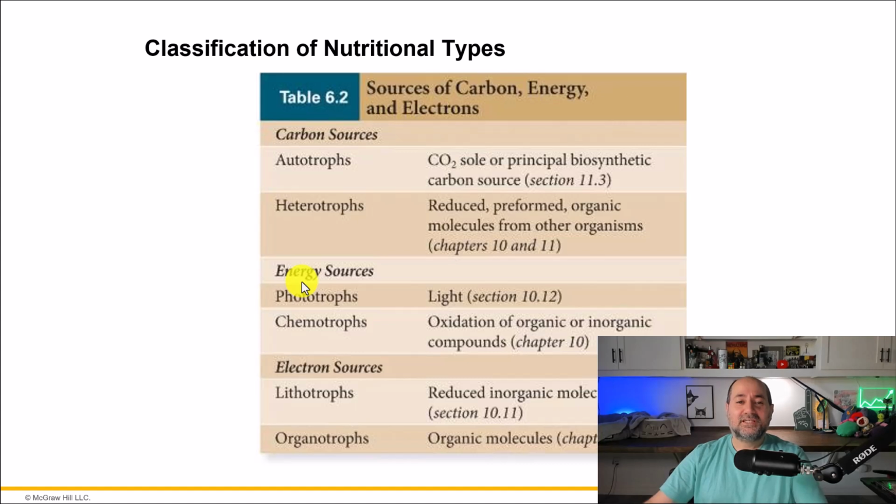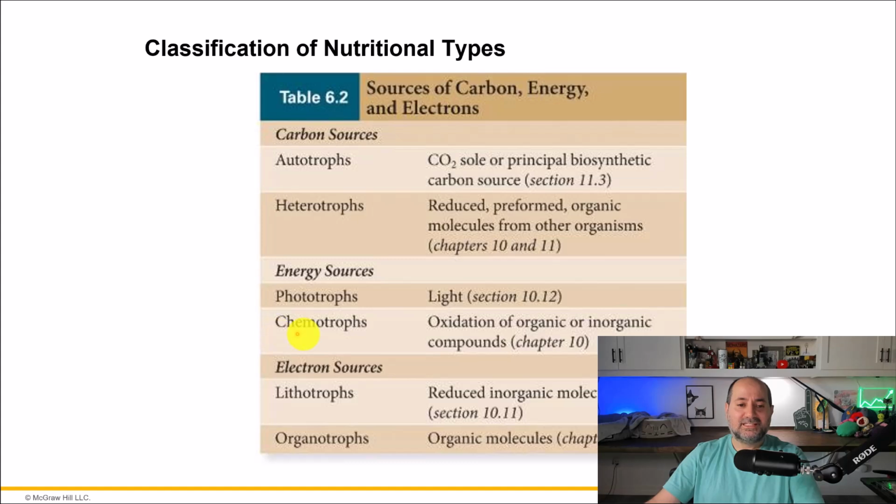Now here's an important table that refers to nutritional types of organisms. Do you remember that we classify organisms based on where they get their carbon? Those are known as autotrophs and heterotrophs. We already covered this. Autotrophs get their carbon as CO2. Heterotrophs get their carbon from reduced, preformed organic molecules from other organisms, basically from organic molecules. But we also classify organisms based on their nutritional type for where they receive their energy from and where they get their electrons from.